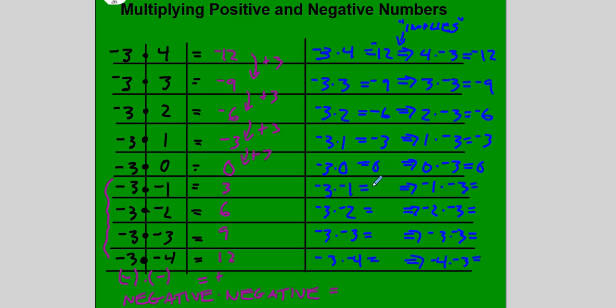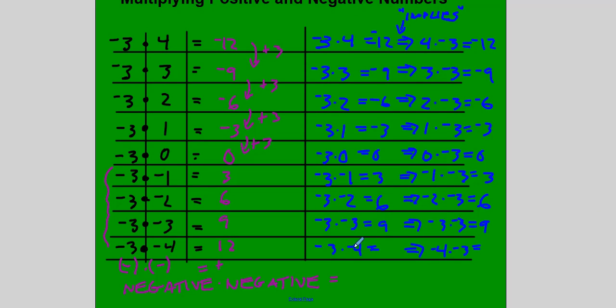Negative 3 times negative 1 is 3. Negative 1 times negative 3 is 3. Negative 3 times negative 2 is 6. Negative 2 times negative 3 is 6. Negative 3 times negative 3 is 9. So then I have negative 3 times negative 4 is 12, and negative 4 times negative 3 is 12. So as I showed here, a negative times a negative is going to be a positive.